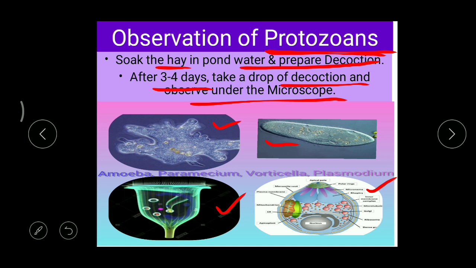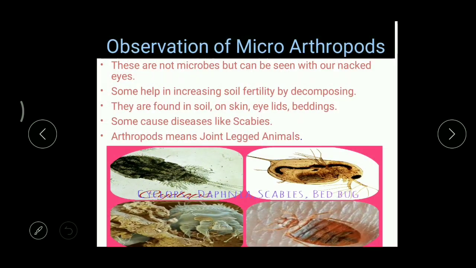So what is the way to observe these protozoans? We need to keep the hay in pond water for a few days, and then prepare the decoction. After 3 or 4 days, take 1 or 2 drops of water over the slide, and then observe that under the microscope. Clear? And then observation of micro arthropods.